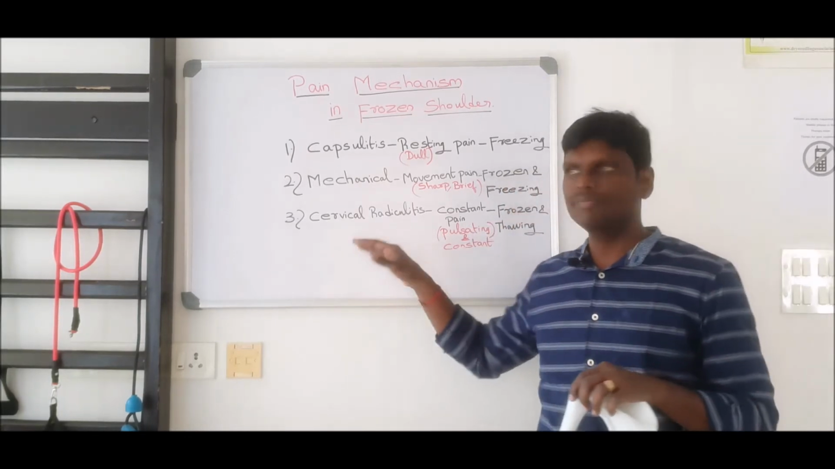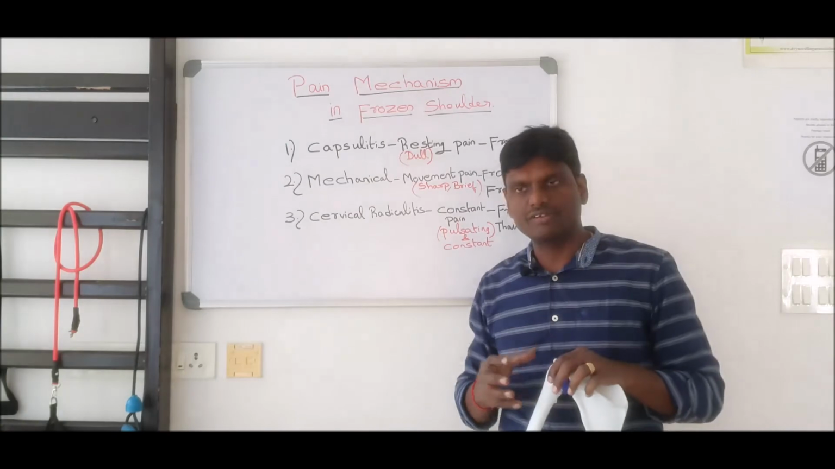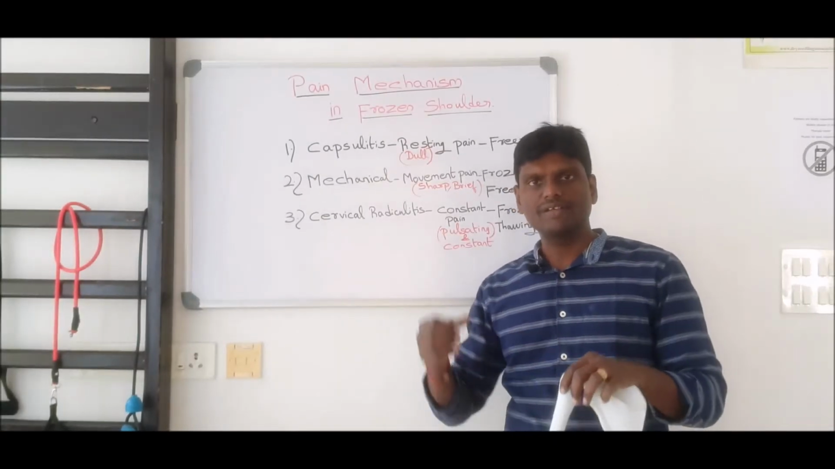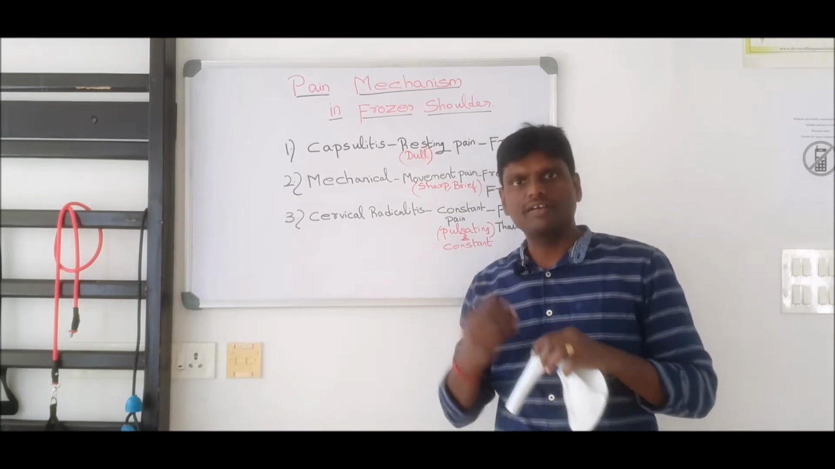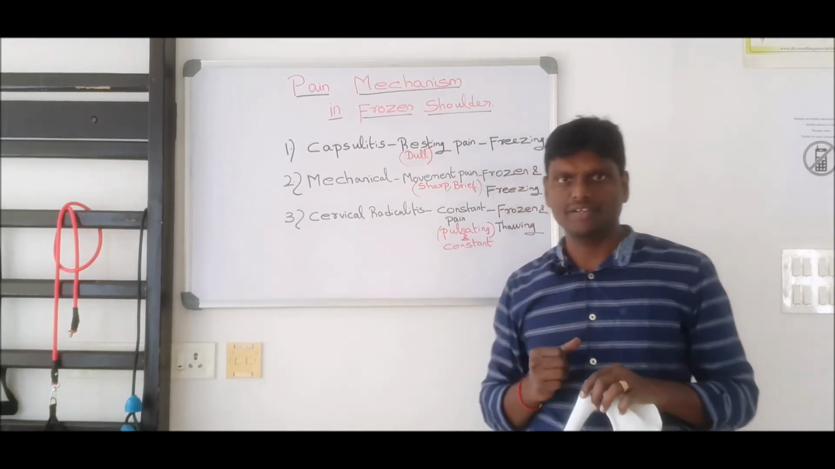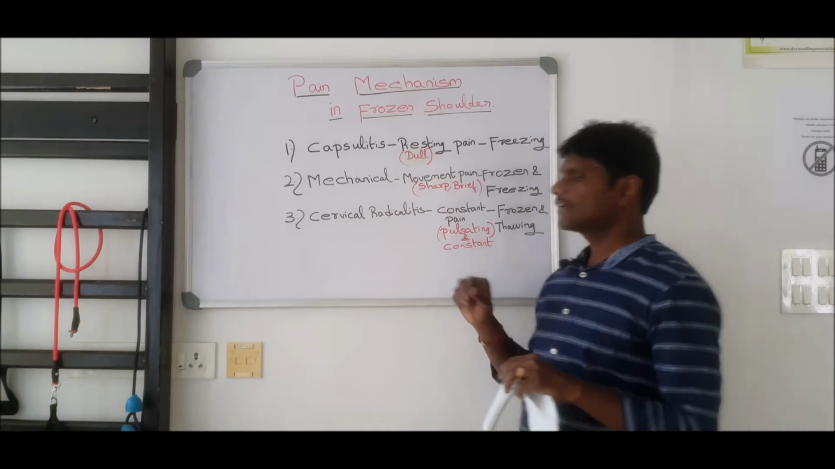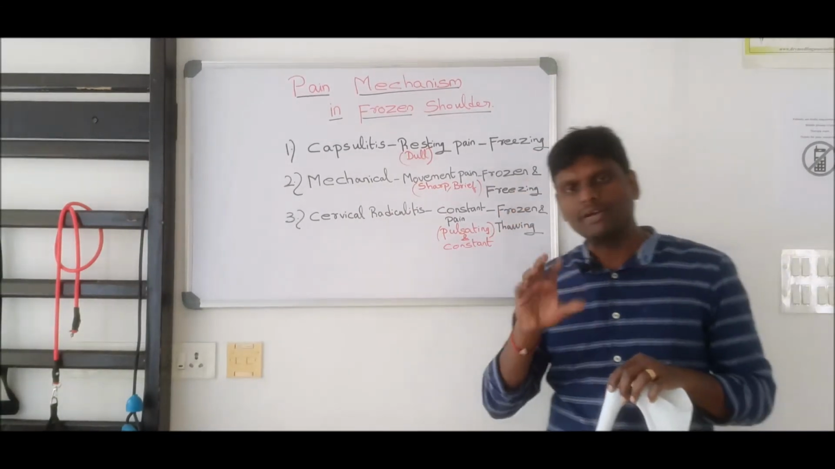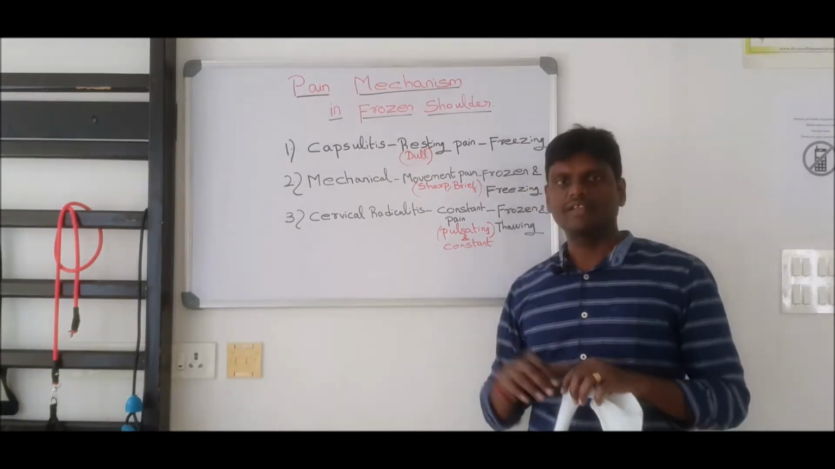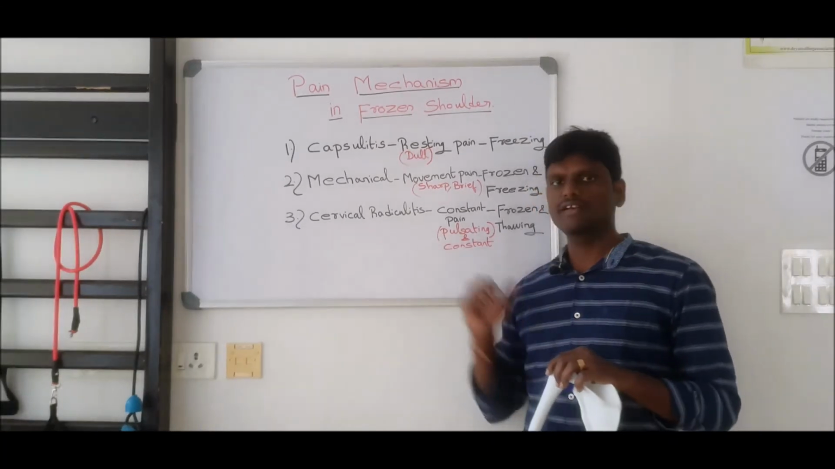This pain will be sharp, but it is brief in nature, because after 2, 3, or 4 minutes, the pain obtained during the movements will come down to the baseline. So this is called mechanical pain, which happens during the frozen stage as well as some late stages of the freezing state. The third type of pain is due to cervical radiculitis.